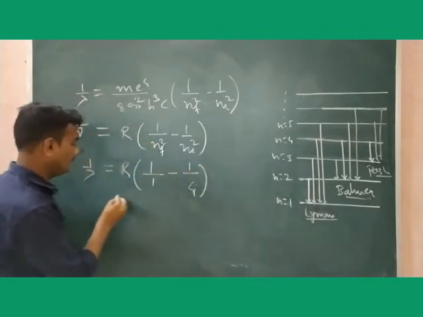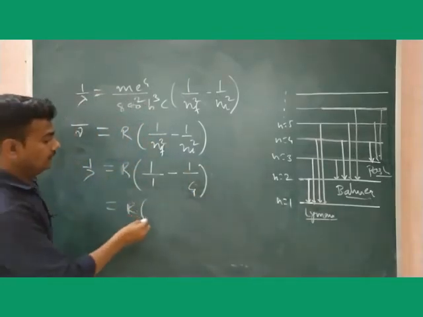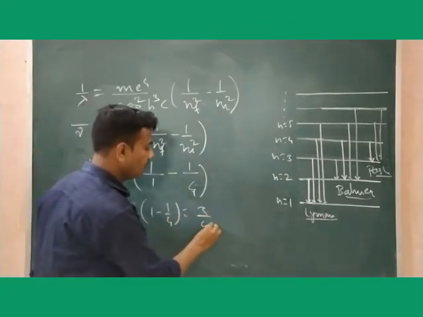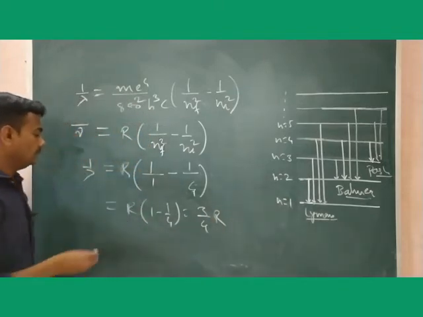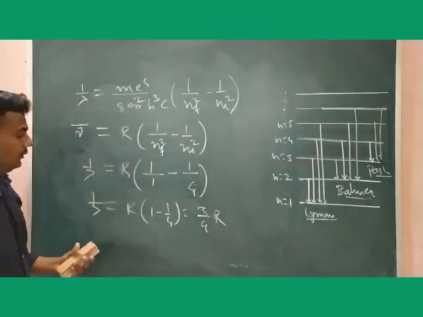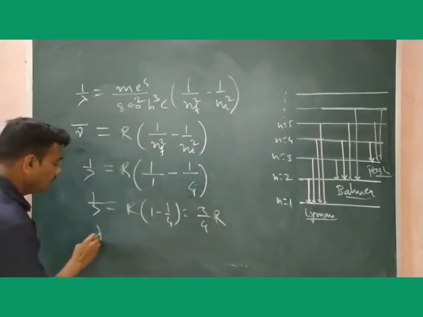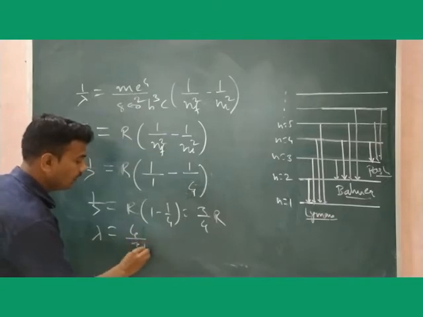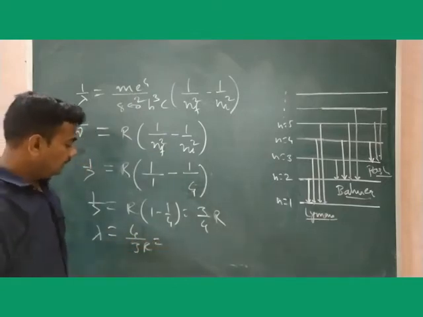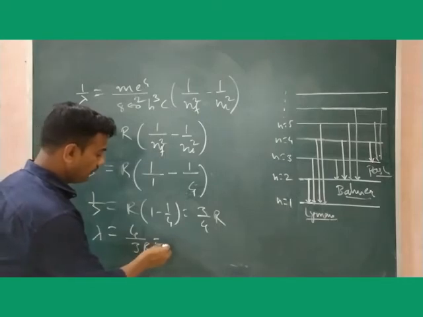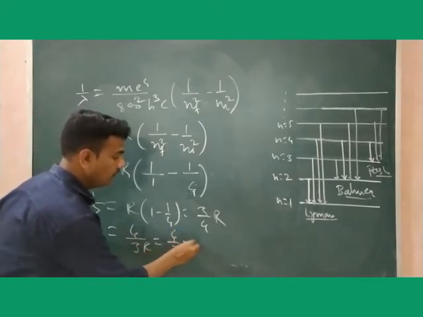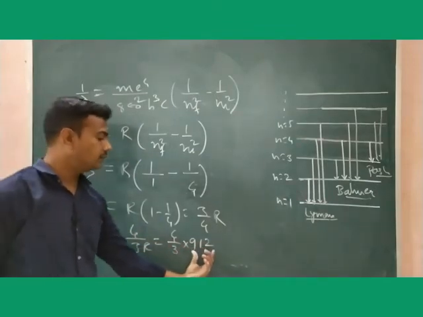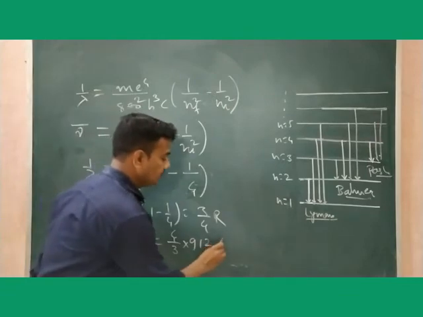If you calculate this, it is equal to R into 1 minus 1 by 4, which is 3 by 4 into R. So this is the 1 by lambda, the wave number, which is emitted due to this transition. Suppose you want to calculate lambda, we will get 4 by 3 R. So it is 4 by 3 into 1 by R, and with 1 by R equal to 912, it comes out to be 912 angstrom.